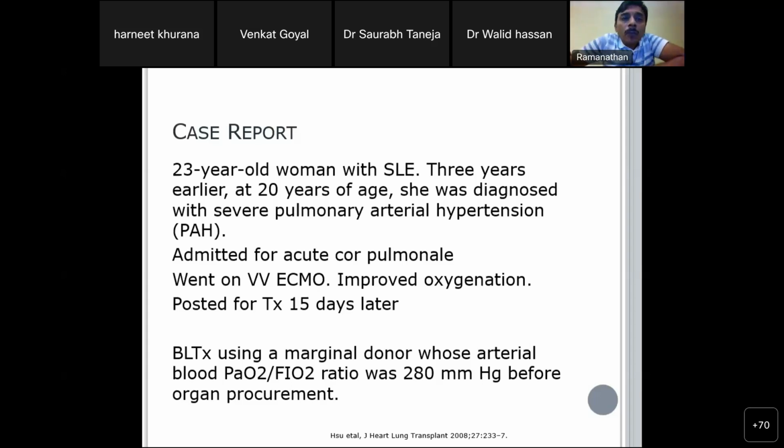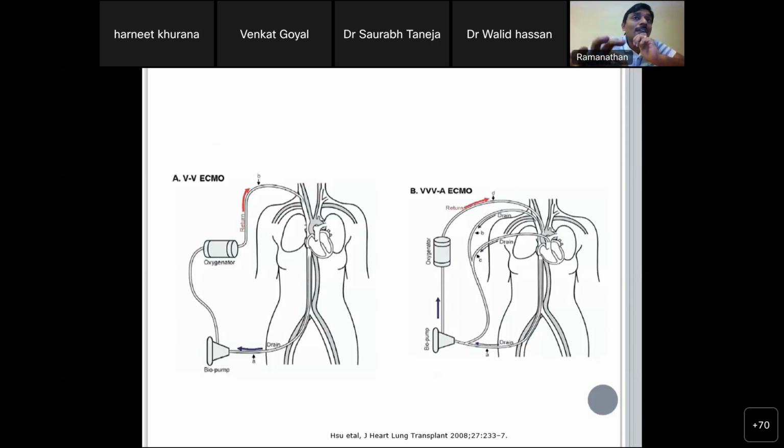Now, when the transplant actually happened, the donor was a marginal donor. The donor essentially had bilateral lower lobe pneumonia, and even though the arterial PF ratio was reasonable, there were intraoperative complications. Now let's go through what they did in this particular setting. They started off with VV ECMO, which was reasonable. When they took the patient to the OT for lung transplant, they converted this ECMO machine into a kind of partial bypass machine.